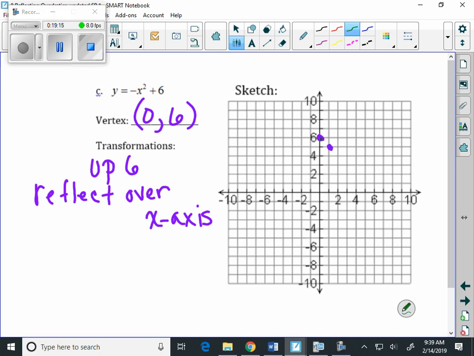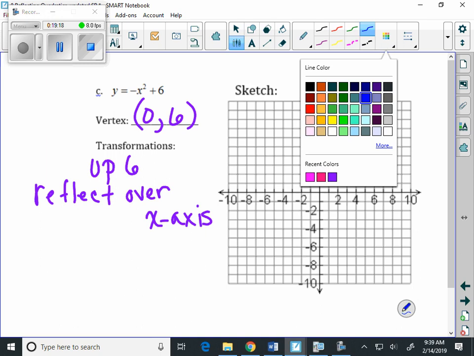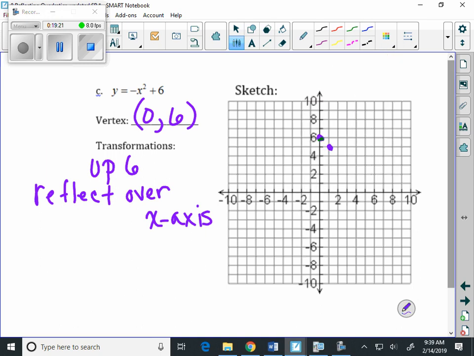And from, I'll make it green again, from that point there, we're going 2 spaces to the right, but instead of 4 up, we're going to go 1, 2, 3, 4 down. This is reflecting it over. We're flipping it over. Same thing on the other side. 1 space to the left and 1 down. 2 spaces to the left and 4 down. And here's our picture.